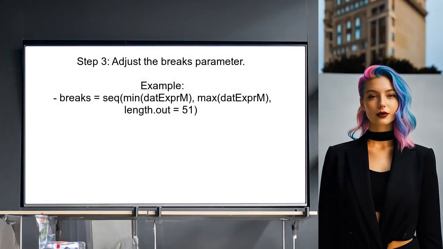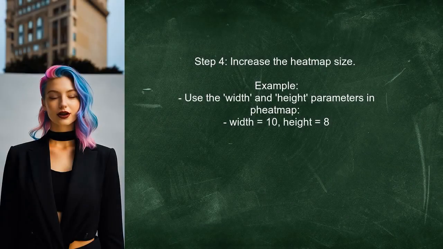Additionally, the user can adjust the breaks parameter. By specifying breaks, they can control how the colors are applied across the heat map, which may help in achieving a more continuous look. Finally, the user should consider the overall size of the heat map. Increasing the size of the heat map can reduce the visibility of any unintended borders.